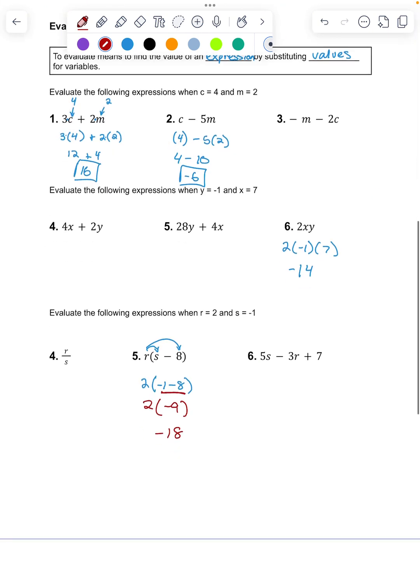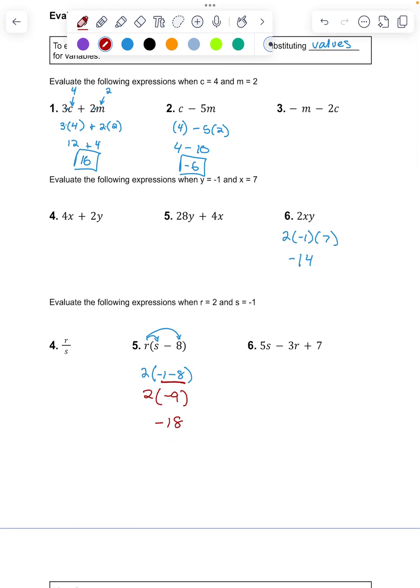Go ahead, try the rest of these. You can check with your teacher if you want the answers on these, but otherwise that is all for day 3.